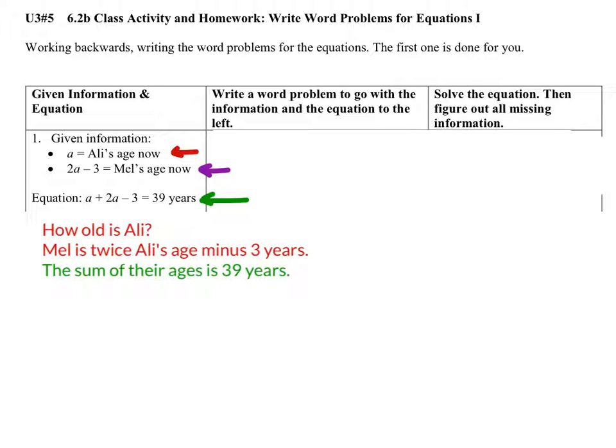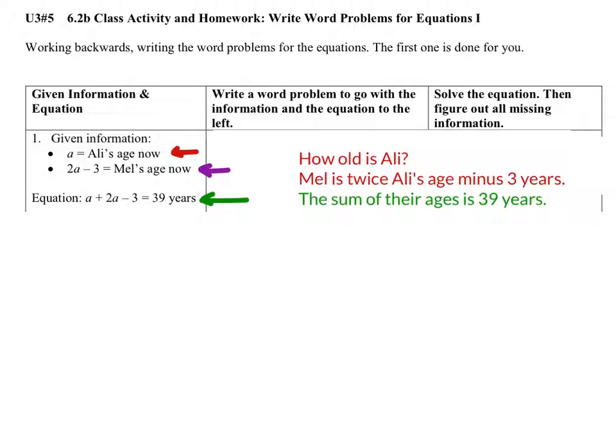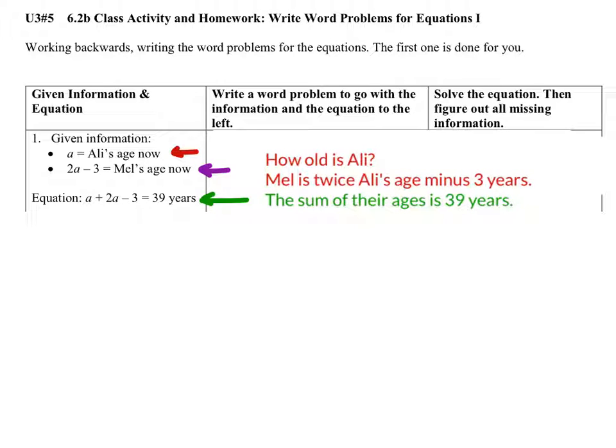And then we just need to solve the equation. So, actually I'll move this over. Let us solve the equation. Now again, when we solve this equation, we will have the value of A, which is Allie's age, but we'll still need to find Mel's age.